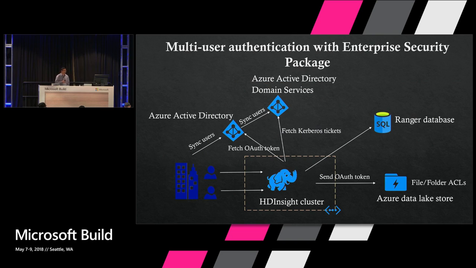So architecturally, how does this setup work? You may have your users on premises in your directories. You will sync those users with Azure Active Directory, then further sync them with Azure Active Directory Domain Services for Kerberos. And that's what HDInsight customers talk to in terms of getting those users. Then for policies, it goes to Apache Ranger, and then talks to the underlying data store, in this case, Azure Data Lake Store.